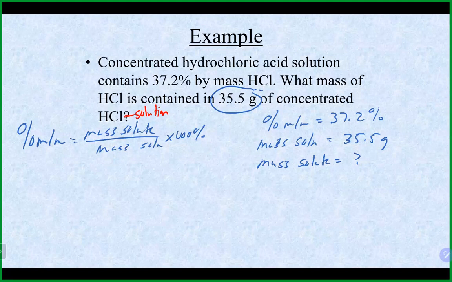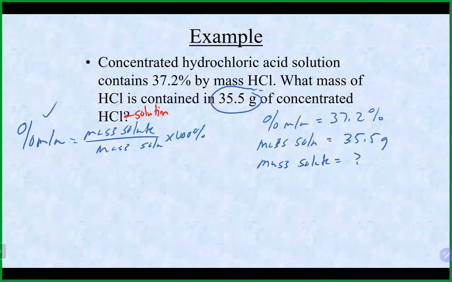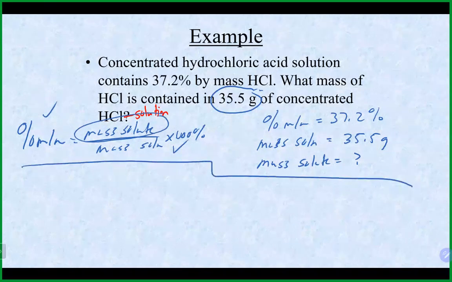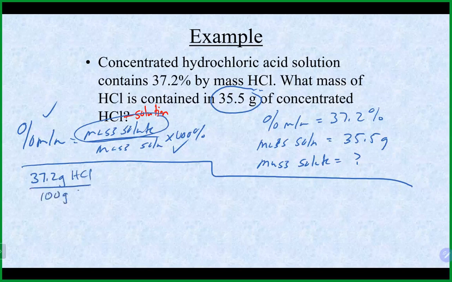Now, because you have the percent and the mass of the solution, you could plug and chug into this and just solve for the answer. You could also take a more dimensional analysis approach. When we look at our percentage, that would mean that we have 37.2 grams of HCl in 100 grams of solution, which comes from the percentage. Or we could use it as 100 grams of solution divided by 37.2 grams of HCl.